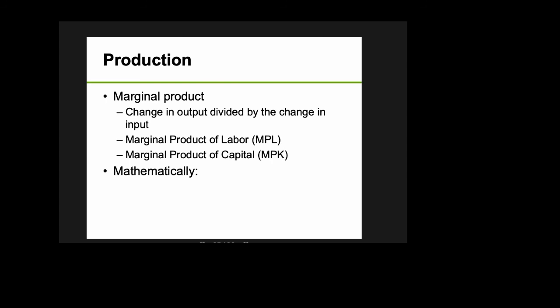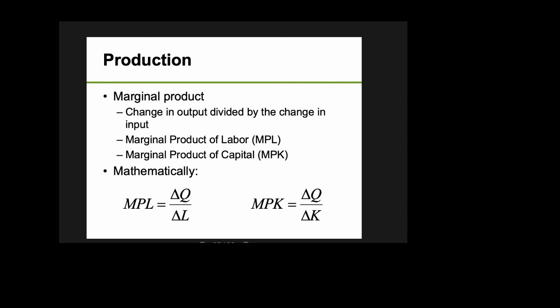The marginal product is the change in output divided by a change in the specific input. So the marginal product of labor and the marginal product of capital refer to how we change the amount of output as we change those individual inputs, labor or capital. And we have marginal productivity of both of those inputs. In fact, for any input in your production process, we can calculate the marginal productivity.